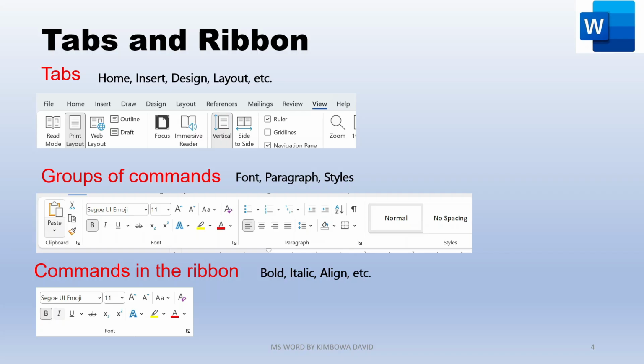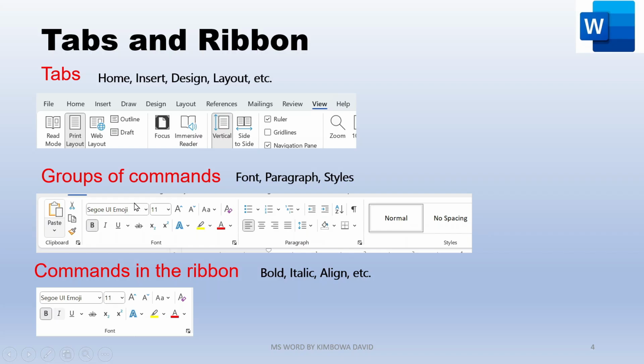Then you also have groups of commands. On the tabs, I don't know if you observed clearly. If you didn't observe, I have a screenshot here of the groups. When you look at the word clipboard, the word font, and the word paragraph, those are called groups of commands. And these groups have a lot of commands that you may look at under a given group.